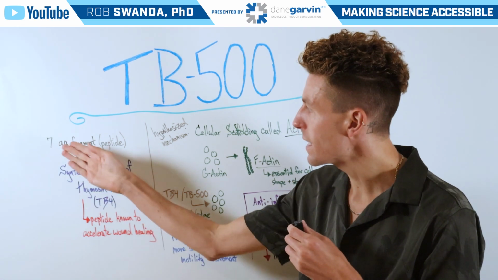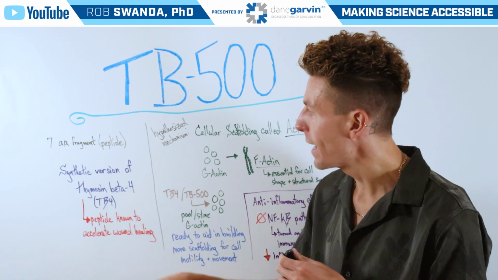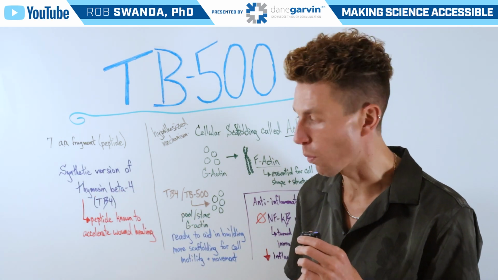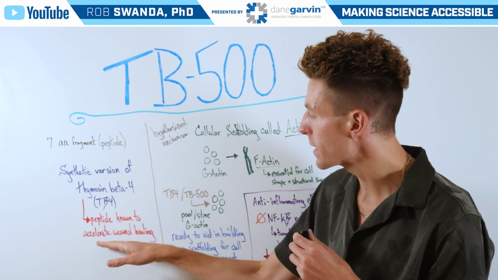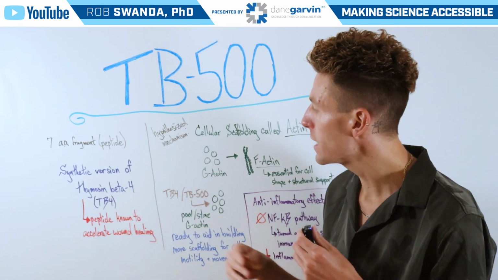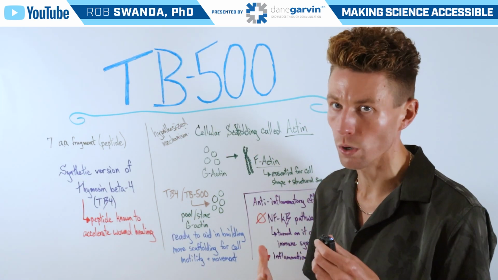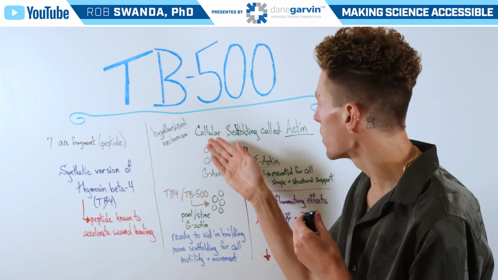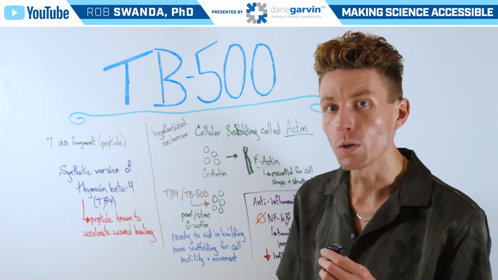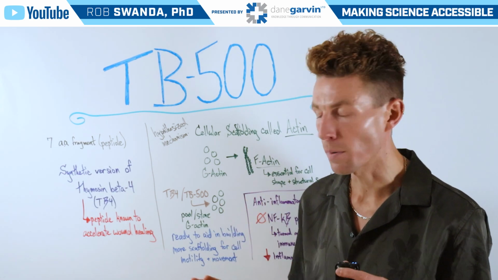change. This is a 7 amino acid fragment, and it's a synthetic version of thymosin beta-4, or T-beta-4, which is a protein known to accelerate wound healing. And the hypothesized mechanism of how T-beta-4 and TB-500 work is primarily first on cellular scaffolding and on a specific protein known as actin, which actually has two distinct parts.